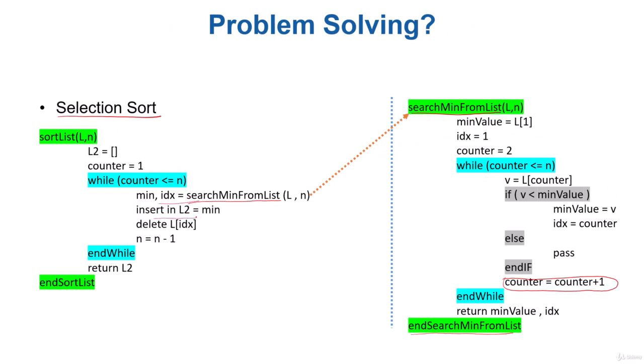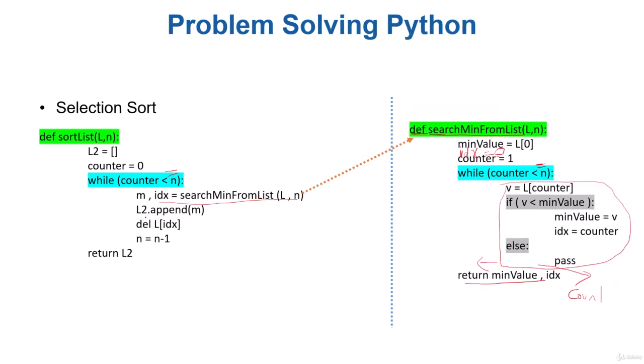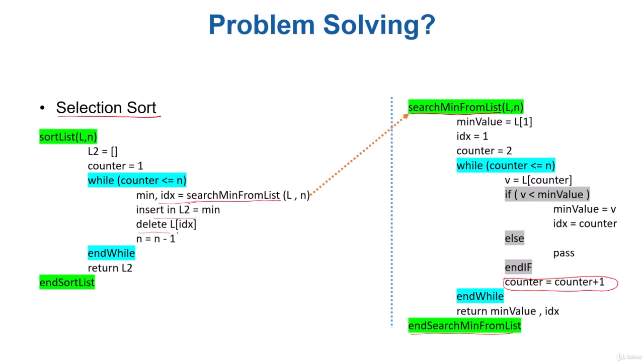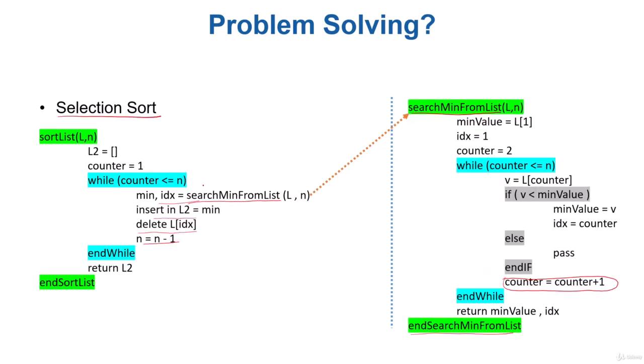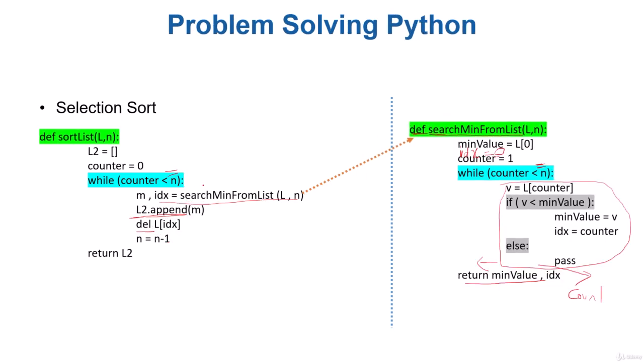We have insert in L2. Here we write the append function. In Python, here we write delete this. In Python we have a del statement. Rest of the story is exactly the same. So you see, converting pseudocode to Python code is way easier.